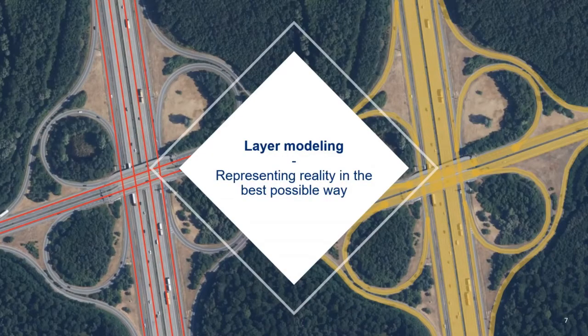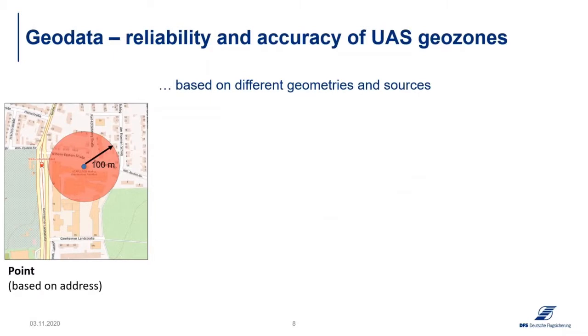As a geodata manager, it's our goal to represent the reality in the best possible way, and based on this data, we modeled the geozones as accurately as possible. For example, on the left, you can see the highway shown as a simple red line, and on the right, the roadway here in yellow is modeled as a polygon, which is much closer to reality.